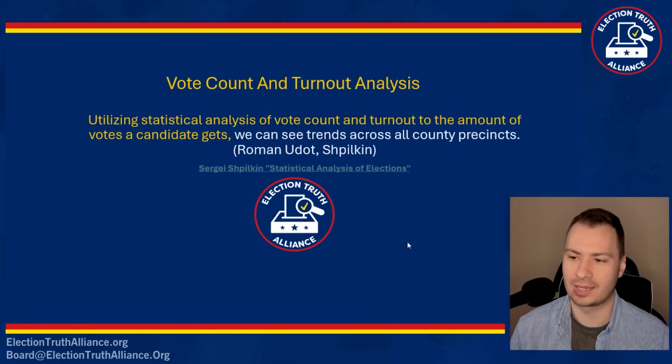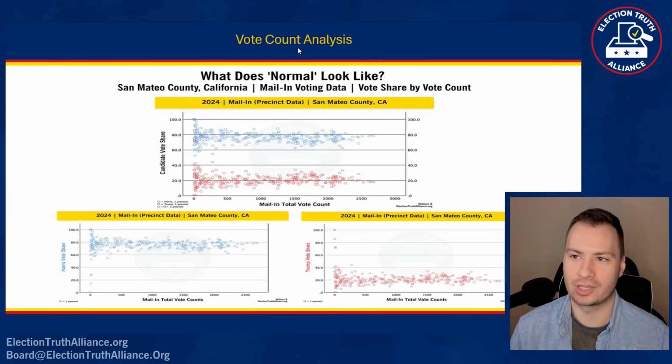Now we're going to look at the 2 different types of analysis. We're going to highlight Iowa. So you do have your vote count and your turnout analysis. As I mentioned before, these are moderately based on the work of Roman Udot and Sergei Sphilkin. We did link his paper here. I can actually bring this up in a follow-up. But the main takeaway is we're going to say, what does normal look like? For the scatter plot, this is kind of what we showed you before, but instead of turnout, it's just votes cast. So it's the same thing. The x-axis is how many votes were cast per precinct.